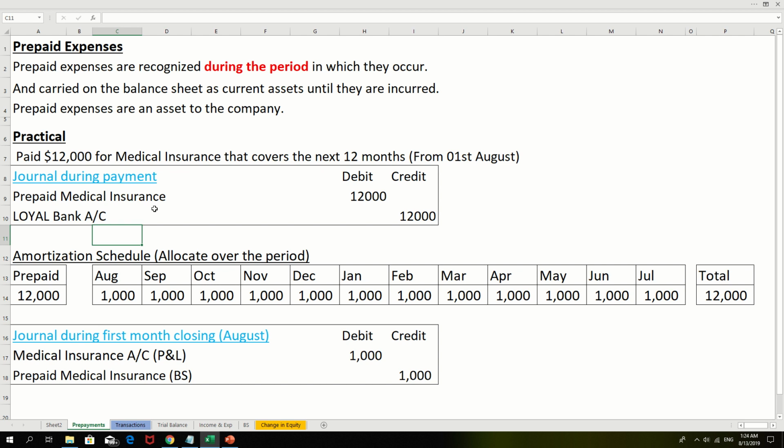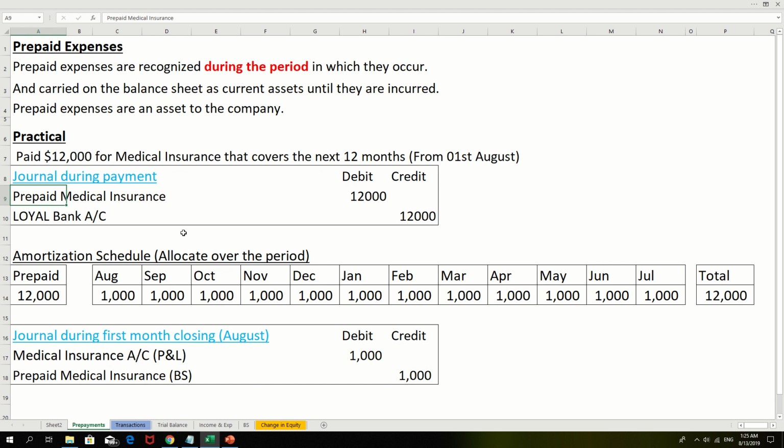Why are we debiting prepaid medical insurance? Because we are following the accrual method of accounting. The 12,000 we have paid is not for the current period. It is for a period of 12 months, so we have to distribute the same over the coming 12 months. So what is prepaid medical insurance? Prepaid medical insurance is an asset to the company because we have paid $12,000, and the benefit will come within the next 12 months only. We haven't received any benefits, but we have paid the amount in advance.